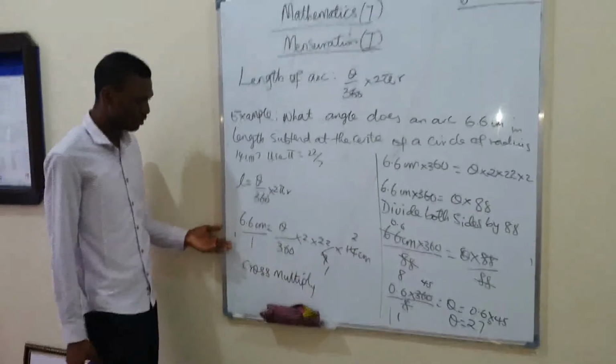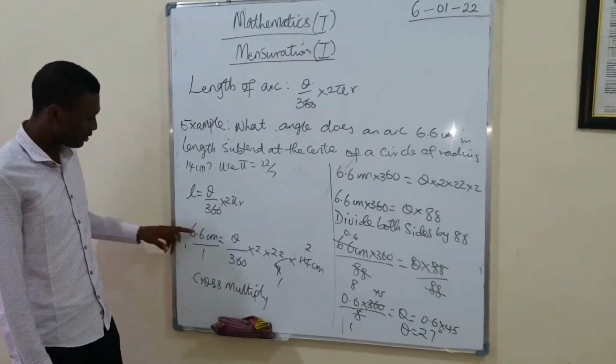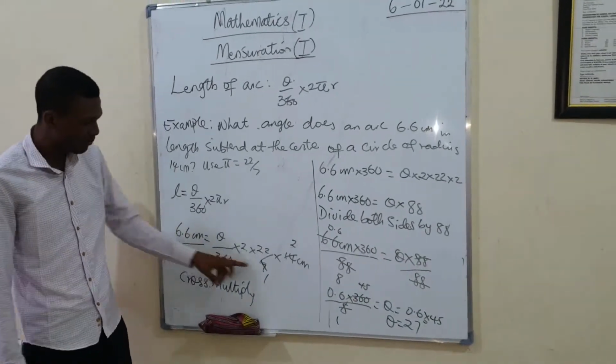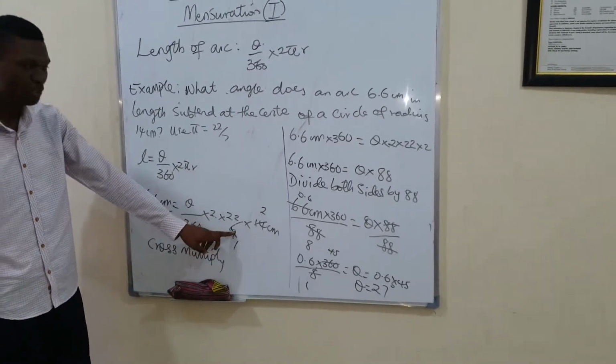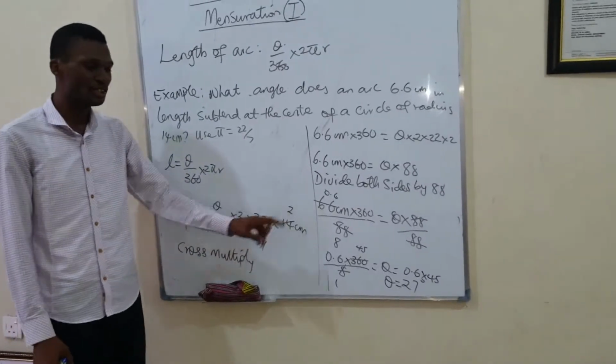At this point, we cross multiply. This multiplies everything here, while this multiplies. Before we multiply, we cancel out: 7 into itself is 1, 7 into 14 is 2.